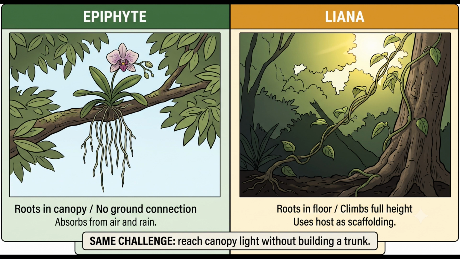A liana is the opposite. It roots in the forest floor like any other plant, but then climbs the full height of an existing tree, using it as scaffolding. Its leaves reach the canopy, its roots stay in the ground. Epiphyte: canopy start. Liana: floor start, canopy finish. Different starting positions, different mechanisms, same destination.